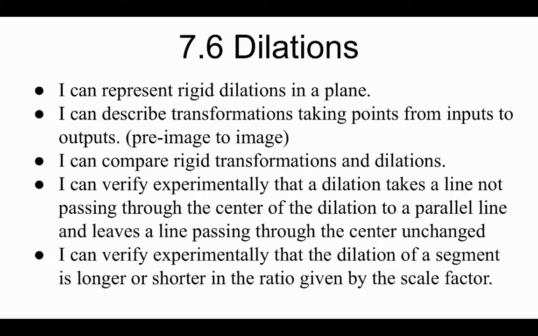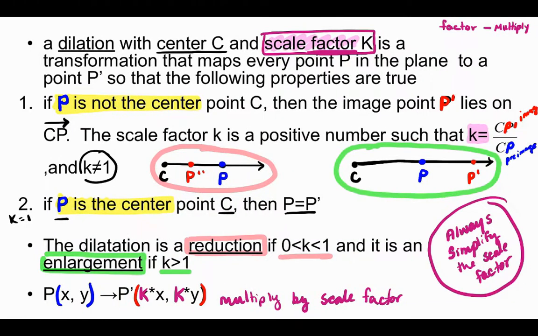So this is our last section in the transformations unit, and we're dealing with dilations. Dilations deal with changing the size of an object. Our definition is that a dilation with a center at point C, so we have a center of our dilation, and we have a scale factor. Keep in mind that the word factor is referring to a multiplication.